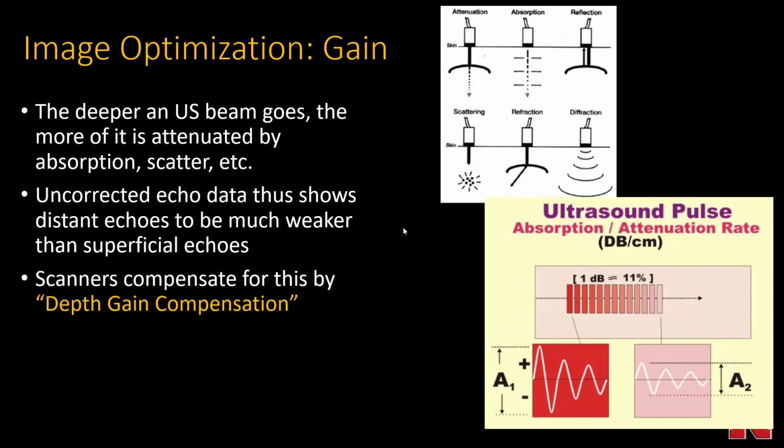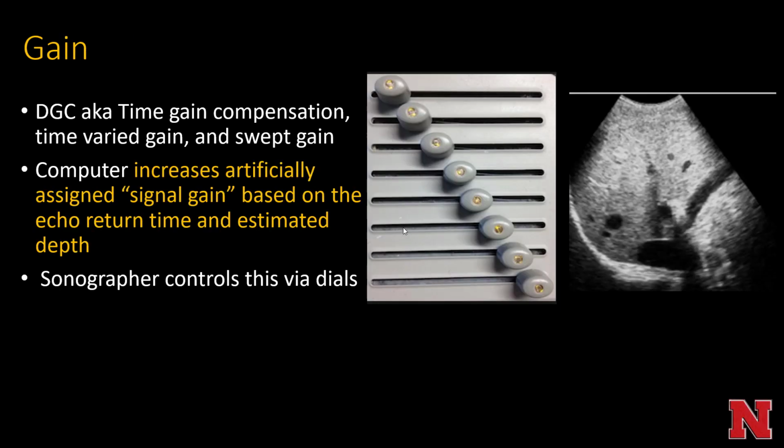They amplify up the sound that takes a longer time to get back to make the image look uniform from superficial to deep. These knobs are what I was talking about, and you don't need much gain superficially, and you need a lot of gain deeper to create a uniform image. So the DGC is also known as the time gain compensation, time varied gain, and swept gain. Obviously, everything in medicine has to be super freaking hard and have 8 names. So the computer increases artificially assigned signal gain based off of that echo return time and estimated depth. We can control this.